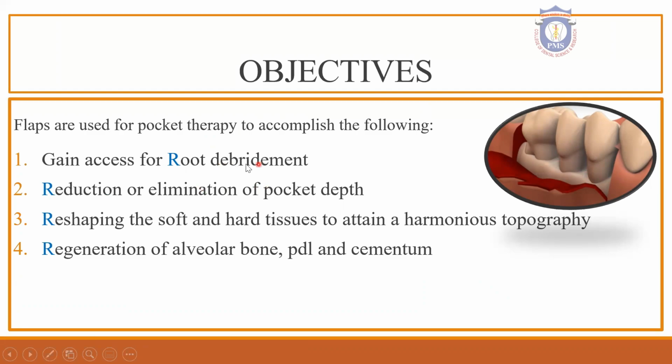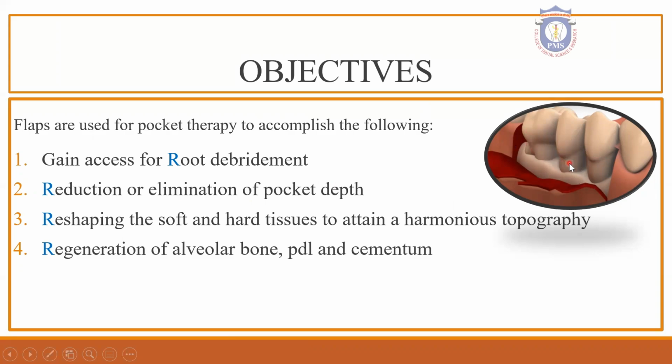Then as you do root debridement, you will end up in reduction or elimination of the pocket. That is one of the objectives of periodontal flap surgery. You can reduce or even eliminate the pocket. Then when you get access to the bone surface, you can reshape the bone surface. Whenever there are irregularities in the bone surface as a result of periodontal disease, you can reshape the bone surface. Similarly, soft tissue, the gingiva, you can also reshape.